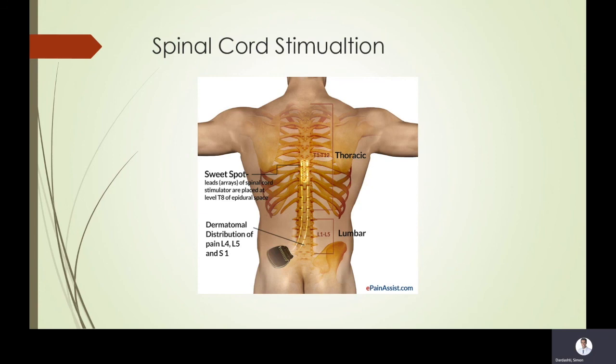Here's another example of a spinal cord stimulator. The different types of areas, the sweet spots where you want to put it. It essentially is mapping out the spinal cord so that when an electric impulse, a frequency, is sent from the wire positioning to the spinal cord, it covers different parts of the body.